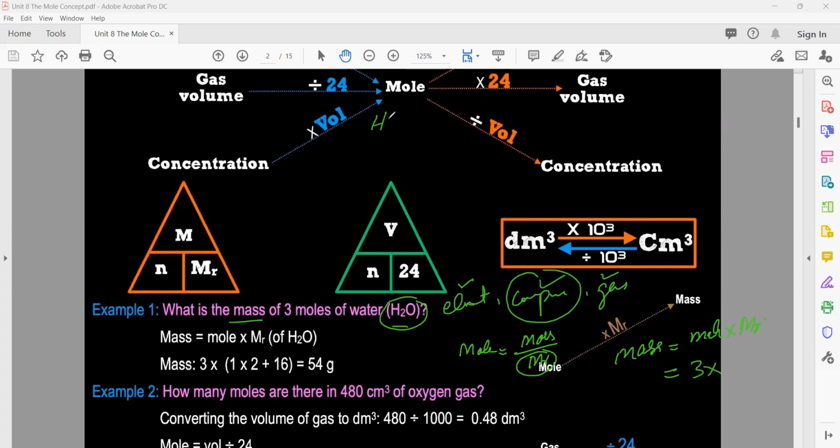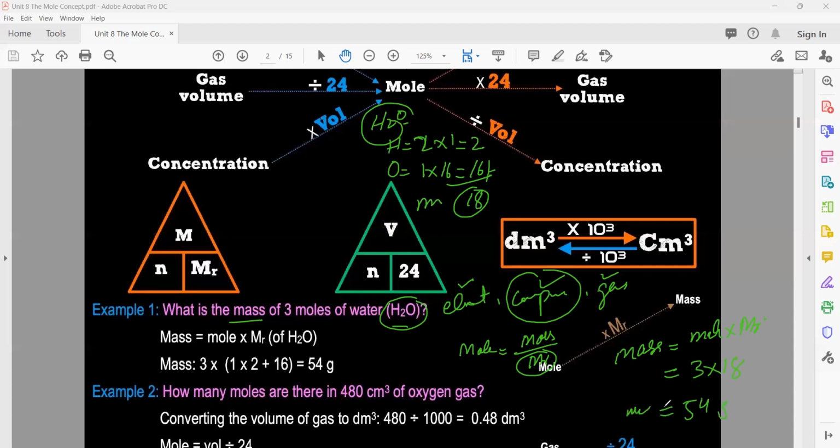For example, this is the water molecule. You will write hydrogen, how many? Sorry, 2. Oxygen, how many? 1. What is the relative atomic mass of hydrogen? 1. So 1 multiplied by 2 is 2. Oxygen, how many atoms? 1. What is its relative atomic mass? 16. You add them, so this is 18. So 18 is the Mr of water. So multiply by 18 here. What is the answer? 54 gram. So this is the mass.